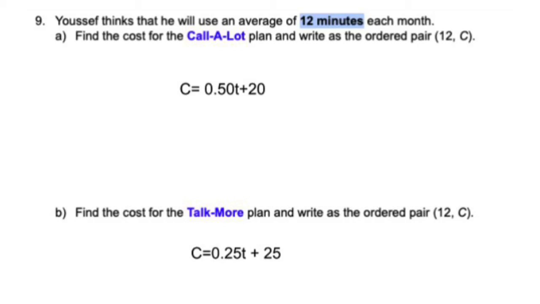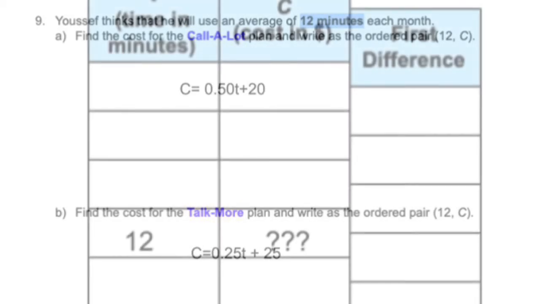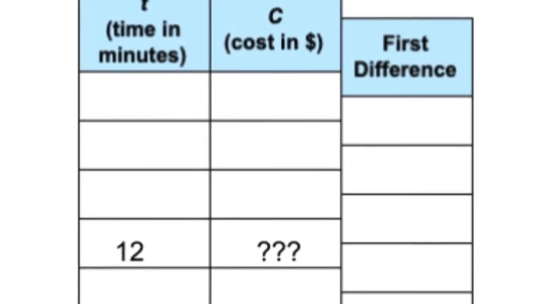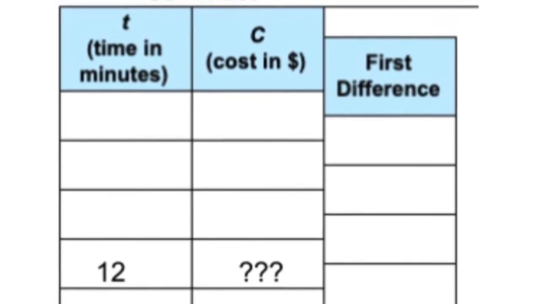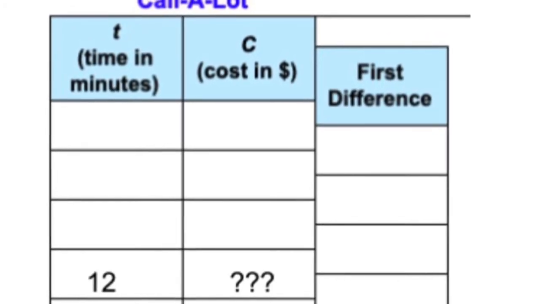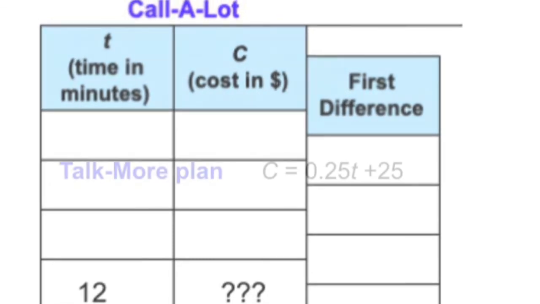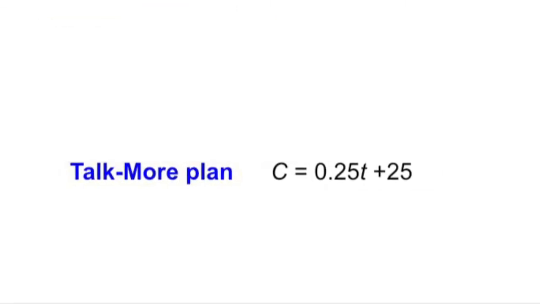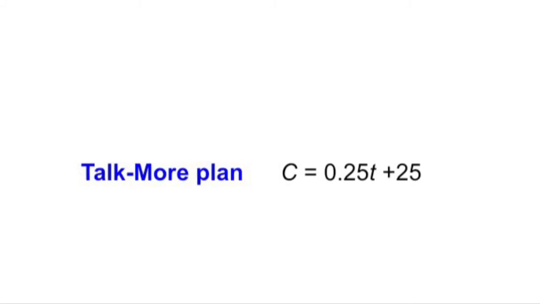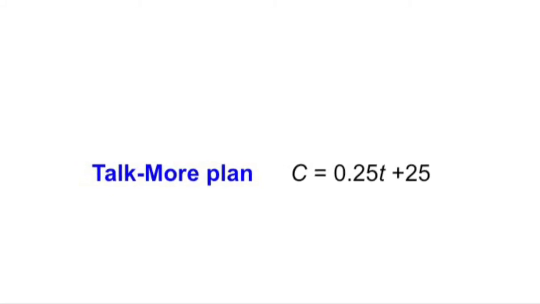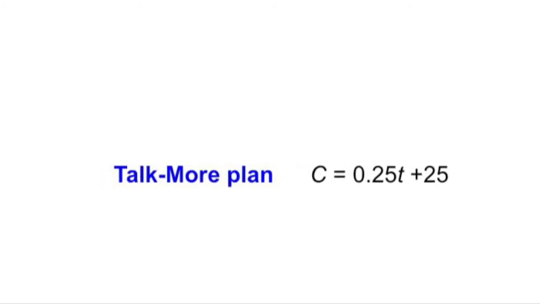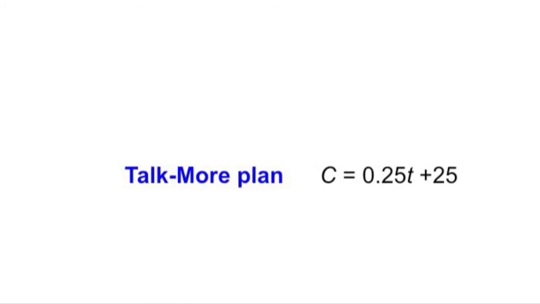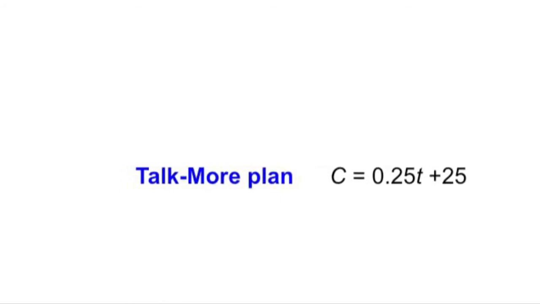But we need to figure out that 12 minutes. Where does it go in the table? It goes in the first column, 12 minutes. We're trying to find the cost. So that means when I use the equation, I need to cross off the T and put a 12 there. So for example, here is my equation for Talk More plan. C is equal to 0.25T plus 25. So I would cross off that T, I'd put the 12 there, and I would solve that equation. I go 0.25 times 12 plus 25. I'd find the answer. And then you want to do the same thing for Call-A-Lot. And then you probably want to compare how much more expensive one is than the other.